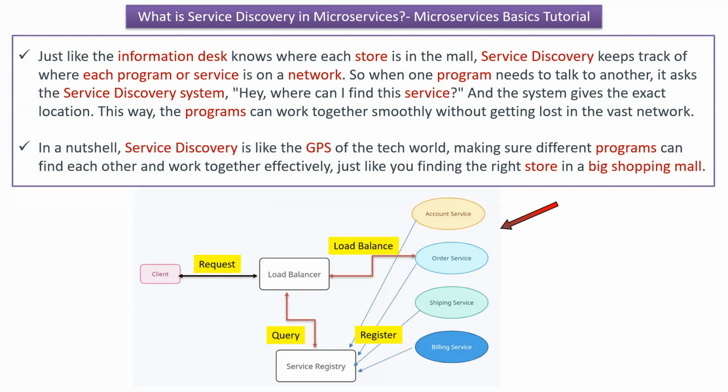Here you can see account service, order service, shipping service, and billing service. All these services will register their location or URL to the service registry component. If the client wants to send a request to the order service, then the client will send the request to the load balancer. The load balancer will check what is the URL of the order service in the service registry and get that URL. Then the load balancer will send the request to the order service using the particular order service URL. In this example, the combination of load balancer and service registry acts as a service discovery system.